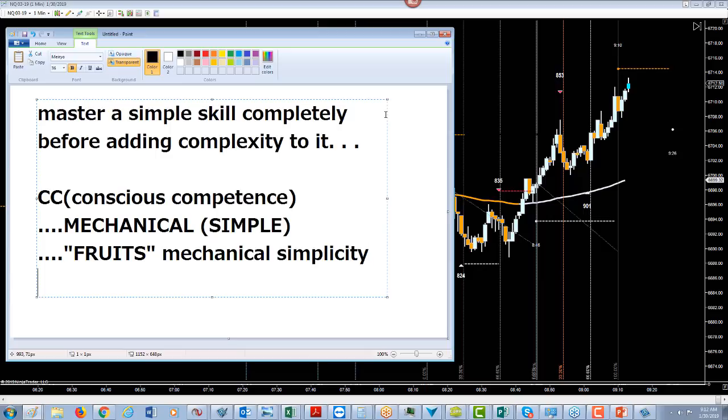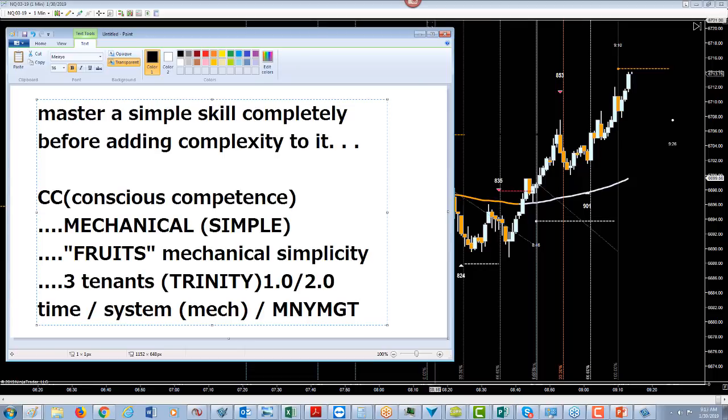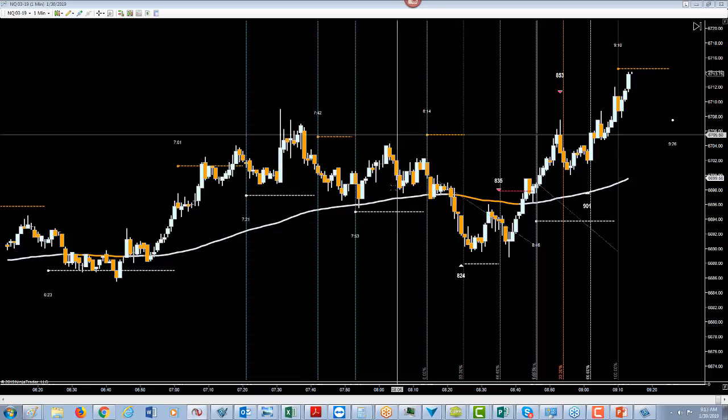And what I've done here is I've tied together the 3 tenets of the Trinity program that I taught, both 1.0 and 2.0. And that is, we're going to focus on time. We're going to, based on time, create a system that is mechanical. And then the third tenet, James, is we're going to employ money management. Those 3 things together will allow us to have confidence and know exactly what to do when we get to those signals.